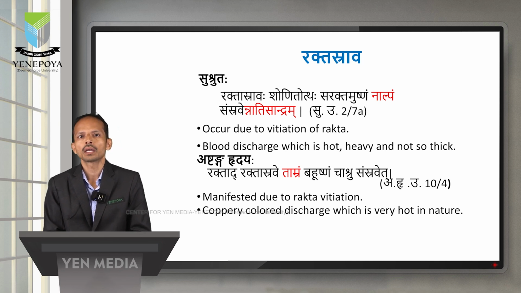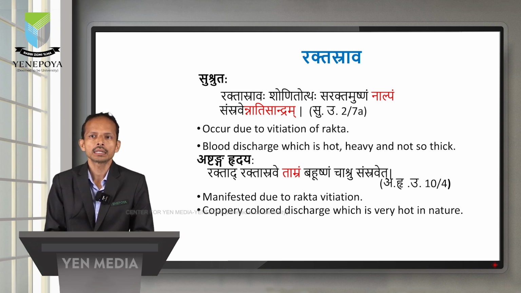Raktad Raktasrave Tamram Bahushnam Cha Ashru Samsravet. Ashtangahridaya Uttara 10th chapter sloka number 4. So due to the Rakta Dushti, there will be Raktasrava, which will be Tamra Varna Yukta, Bahu in large quantity, and Ushna. So this condition is called a Raktasrava.